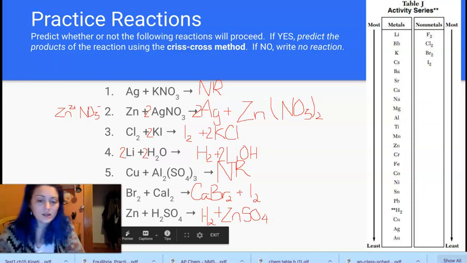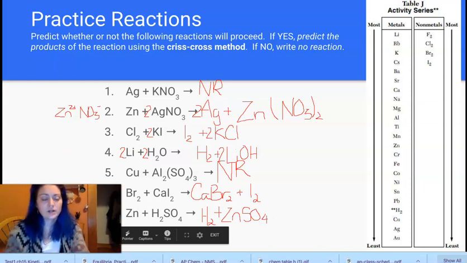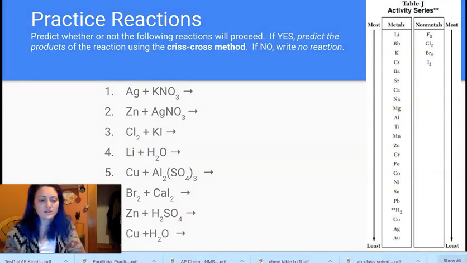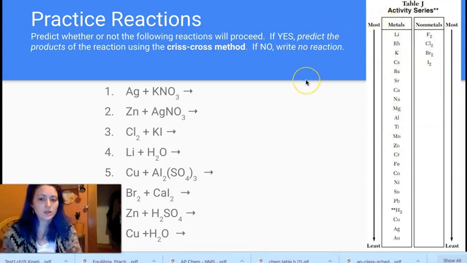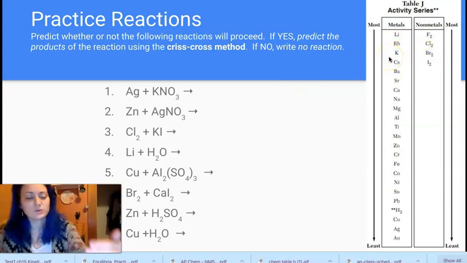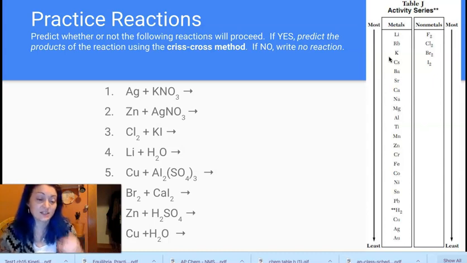All right, and that is it for this practice. So hopefully that was fairly straightforward, and we learned a little something here. So using table J, again, being more active means that that element would rather be in a compound. So predicting reactivity is really just about, is the most active element in the compound yet? No? Okay, the reaction will proceed. If the most active element is already in the compound, the reaction will not proceed.